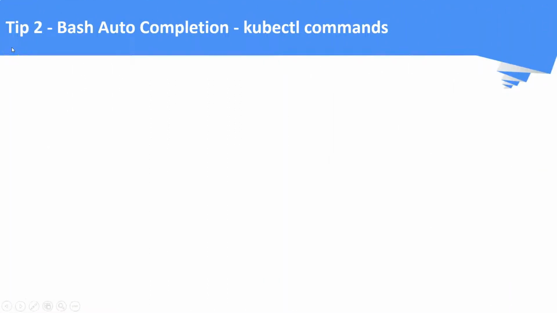Now it's tip number 2, bash autocompletion. If you see here, after typing the kubectl command, bash is not displaying or suggesting any of the possible subcommands for kubectl. With the help of shell or bash autocompletion, we don't need to memorize the kubectl commands to manipulate Kubernetes objects.